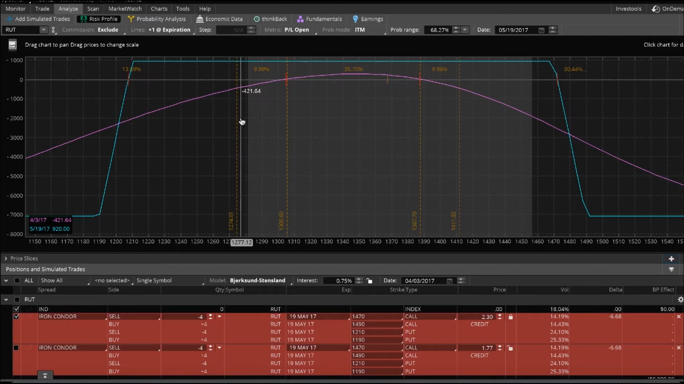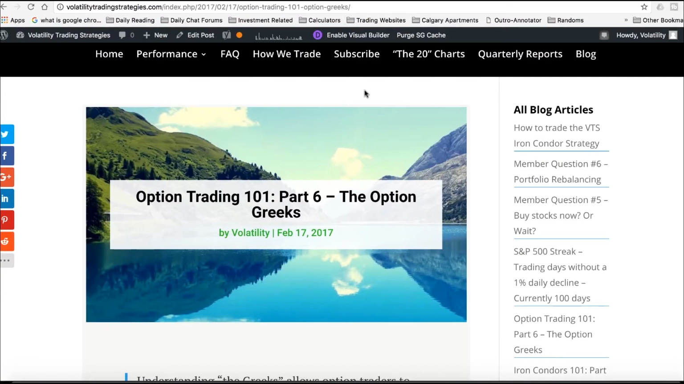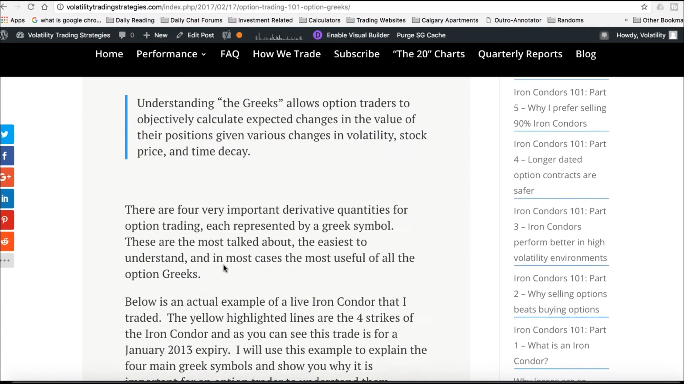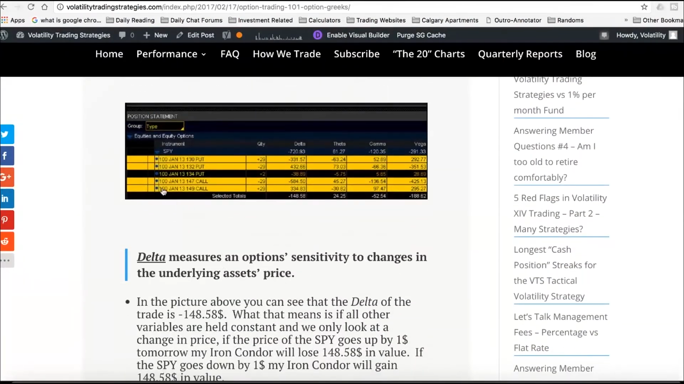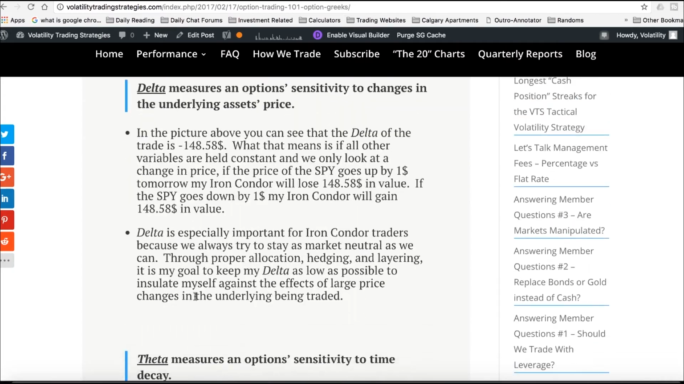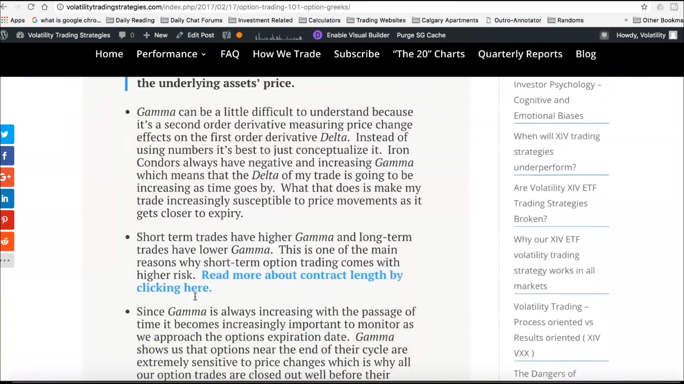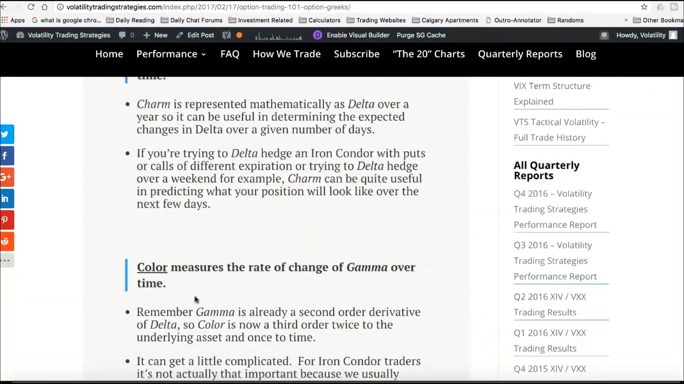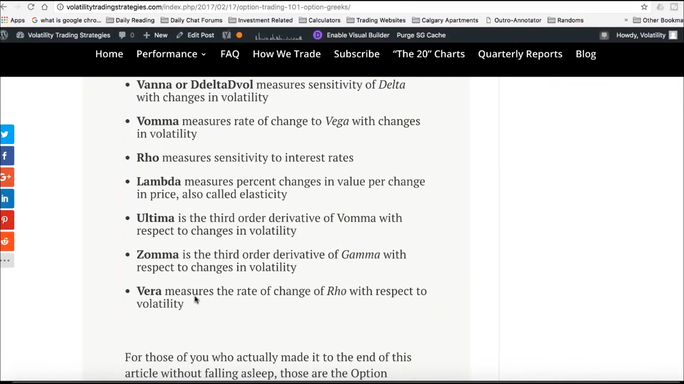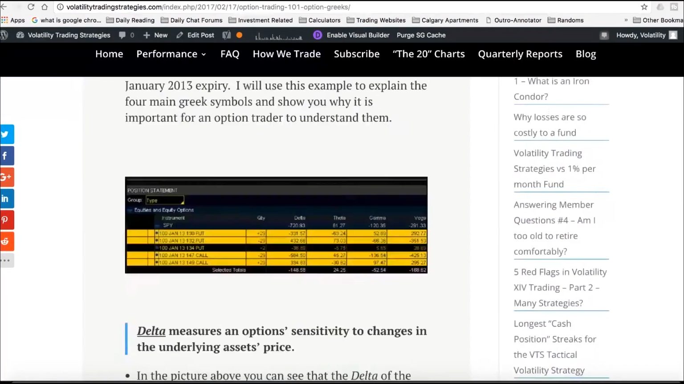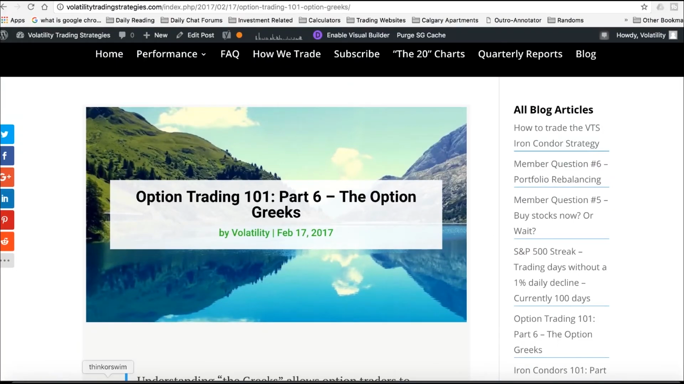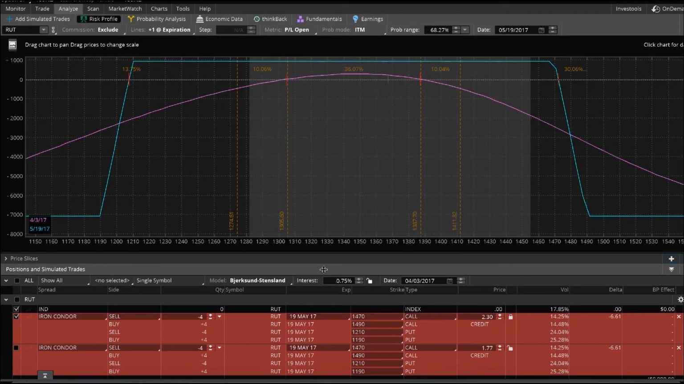Now, for people who are looking to dig a little bit deeper, let me just briefly go over what's called the option Greeks. I do have the article on my website that goes over the option Greeks. You can read this one if you like. There's an iron condor trade in there. This was all the way back in 2013, and then it talks about delta, theta, all of the Greek symbols. There's actually quite a few of them. There's some that people aren't aware of, so if you really want to go into detail, you can check out this article.